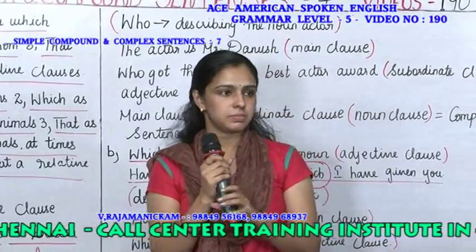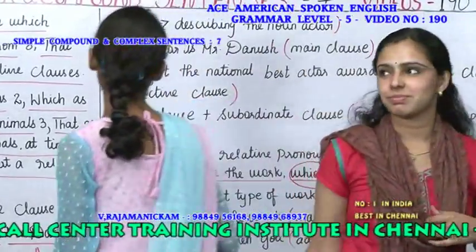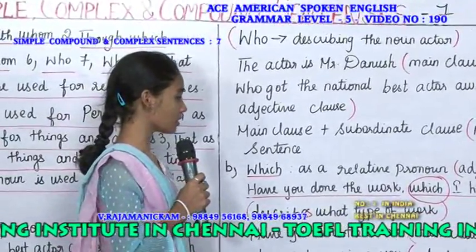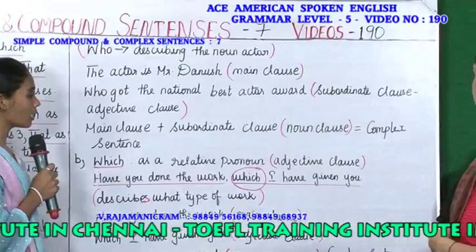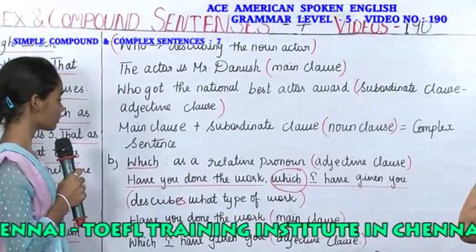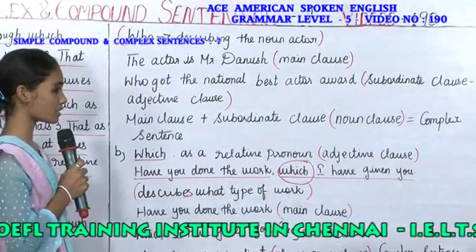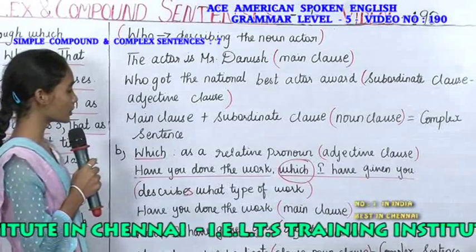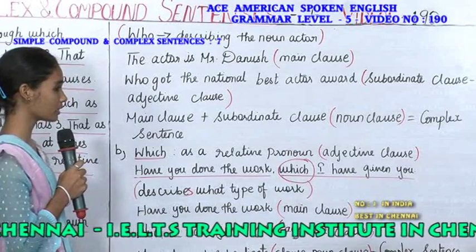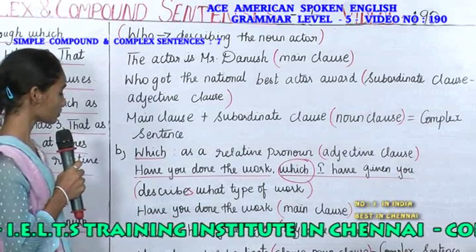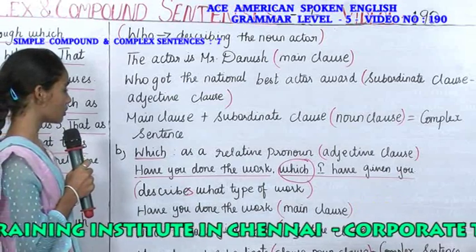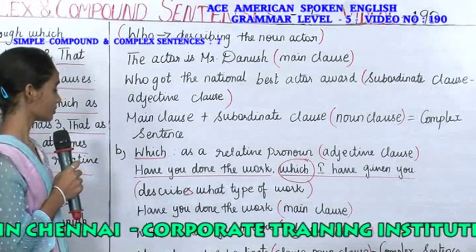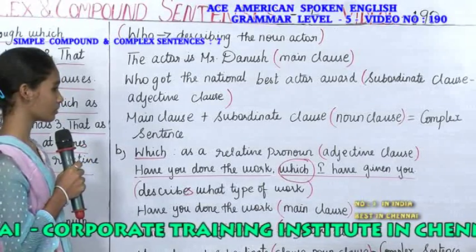Fine. Yes, you young lady, why don't you say about the second sentence, what do you understand? Have you done the work? It gives a complete sense. Are you sure it gives complete sense? It's a question. Yes. It gives a complete sense. Okay. Which I have given you is the subordinate clause. The which stands for what? The work. The work is described in a complete sentence, but it doesn't give a full meaning, right?